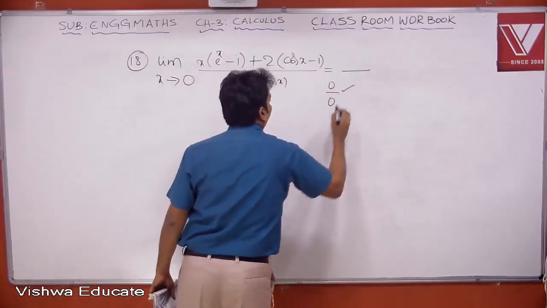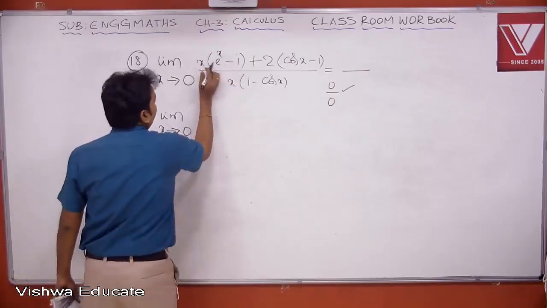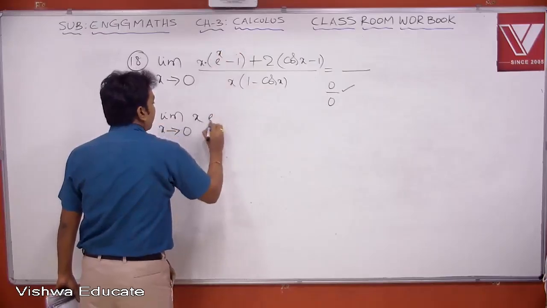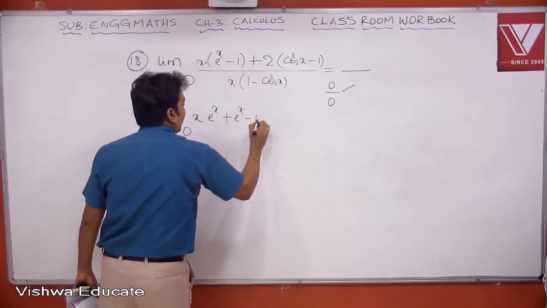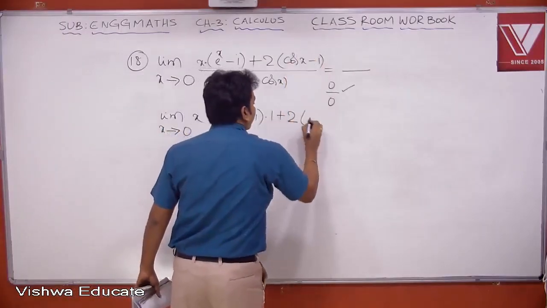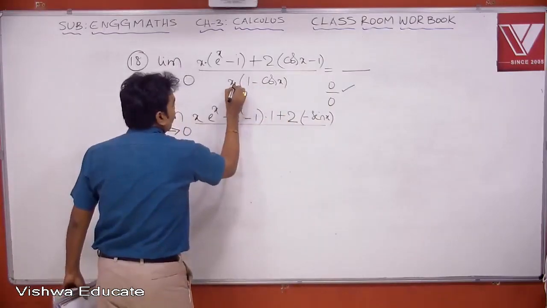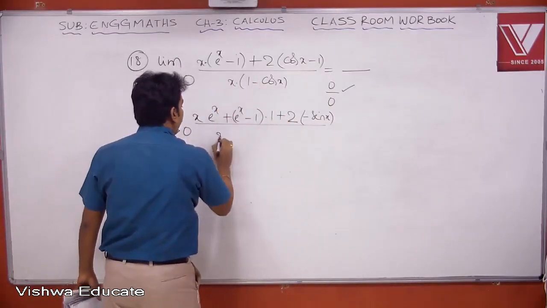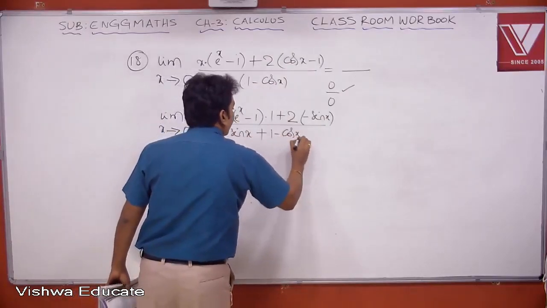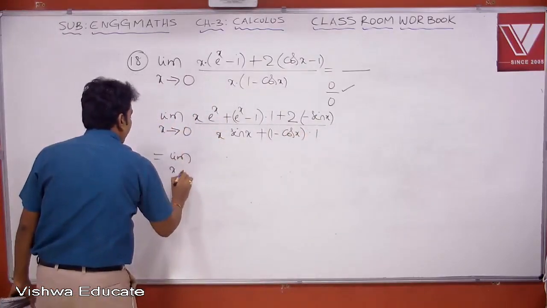When you have 0 by 0 form, apply L'Hospital rule. So this is limit x tends to 0. Here to find the derivative, apply product rule. x into derivative of e power x, plus e power x minus 1 into derivative of x which is 1, plus 2 into derivative of cos x which is minus sin x, divided by, here again apply product rule: x into derivative of 1 minus cos x which is sin x, plus 1 minus cos x into derivative of x which is 1.